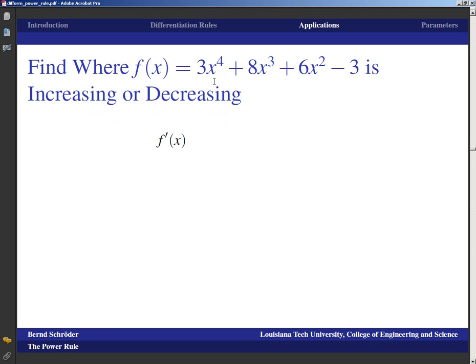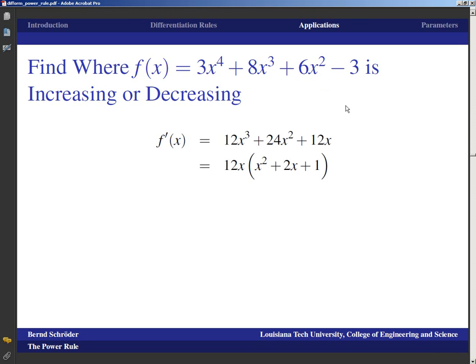The derivative of 3x to the 4th, the 4 comes down, and then you have an x cubed, so that should be 12x cubed, right? The derivative of 8x cubed, the 3 comes down, giving us a 24, and x to the 3 minus 1, which is 2, so we end up with 24x squared. The derivative of 6x squared, the 2 comes down, giving us a 12, and x to the 2 minus 1 is x, so we get 12x. And the derivative of the negative 3 is 0, so that just goes away.